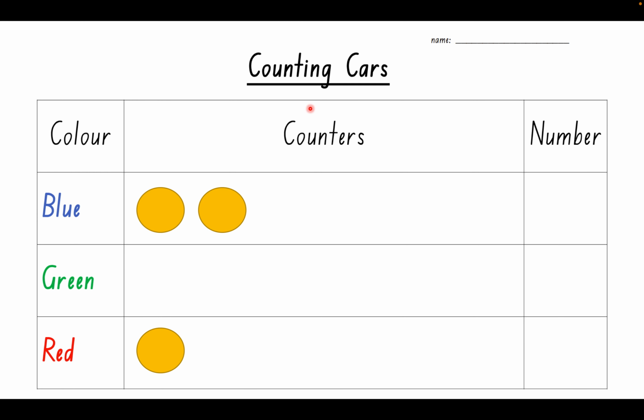Let's check, shall we? Well, I have 2 counters in the blue row next to the word blue because there have been 2 blue cars so far. I have 1 counter in the red row next to the word red because there's been 1 red car so far. And I have no counters next to the word green because I haven't seen any green cars yet. But nowhere on this sheet does it say anything about cows. I think that cow is just trying to trick us. Let's go back to looking for cars, shall we?